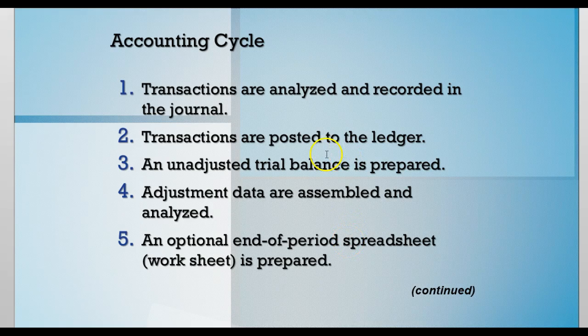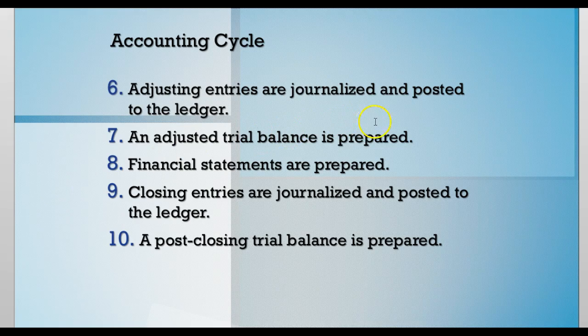Actually, I would pull off the spreadsheet right here. I would pull this off and put it into the worksheet. I would do your adjustments on the worksheet and come up with an adjusted trial balance. Then the adjusted trial balance is prepared.